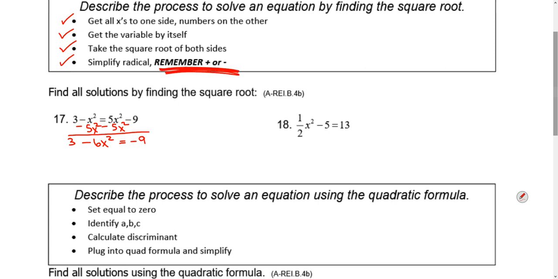So if I got all of my x squareds to the left, I have to take the numbers without the x squareds and get them to the right. So I'm going to take this 3, subtract it over. That gives me negative 12 equals negative 6x squared.